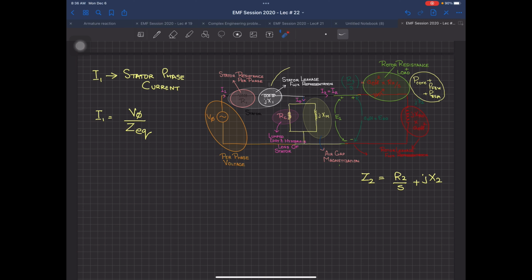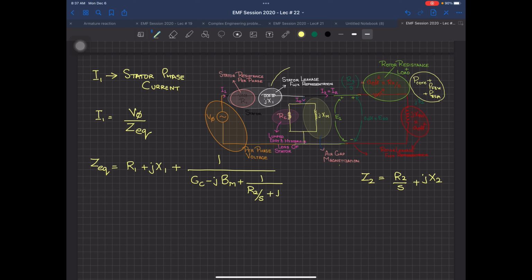I'm writing down that formula directly. You can prove it yourself. Over here, this Z equivalent is equal to R1 plus JX1 because they are coming in series. And next I have three elements, RC, JXM and Z2. These three are coming in parallel. So this will be R1 plus JX1 plus 1 over, GC minus JBM, plus 1 over R2 by S plus JX2.